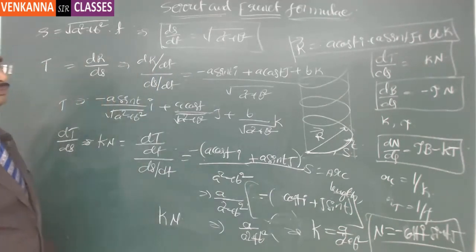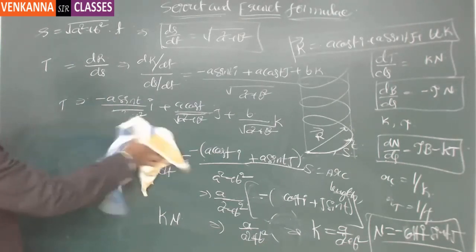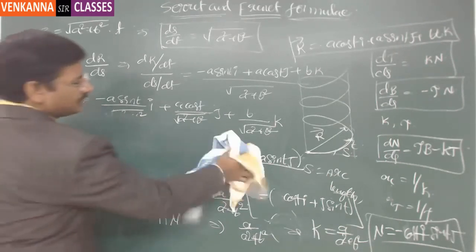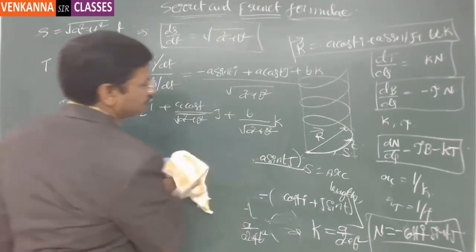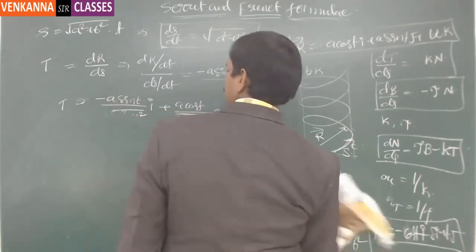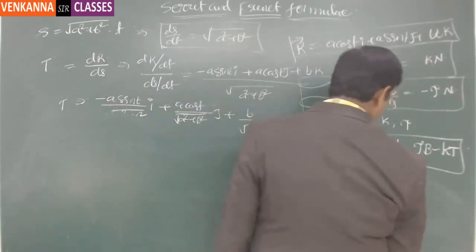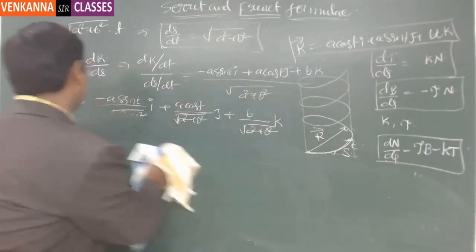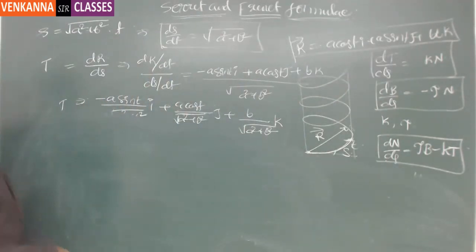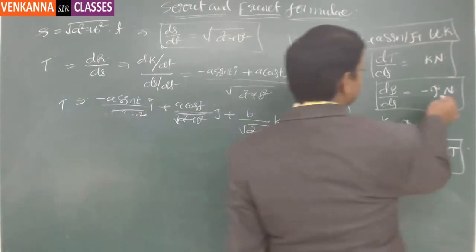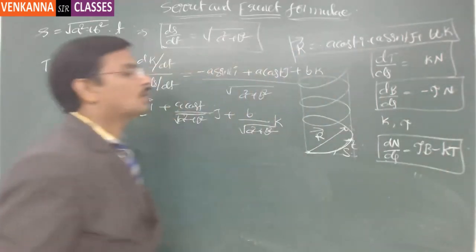Got it? Understood or not? So from this we have got only the curvature. The torsion value we should also find out. Noted down? Yeah. Once you find the curvature value, then we can find the torsion value. If you want to find the torsion value, this is dB by ds equal to minus tau n, where tau is the torsion.